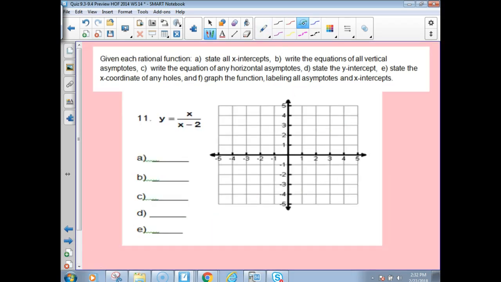Okay, so next, in each rational function, state the x-intercepts. That's going to be (0, 0). How do I know that? Because the numerator has an x in it, so that's set to 0. B, write the equation of all verticals: x equals 2. That's what makes the denominator 0. Part C, the equation of any horizontal asymptotes. This is equal weight, top and bottom, so it's going to be y equals 1 over 1, y equals 1.